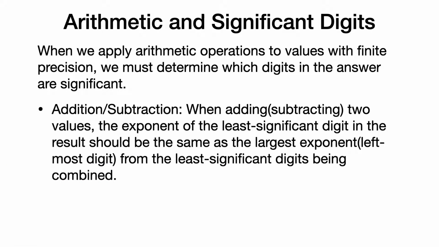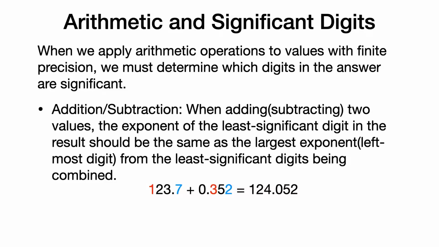Addition and subtraction has slightly different rules. It's a little bit more complicated here. When adding or subtracting two values, the exponent of the least significant digit in the result should be the same as the largest exponent, that is the leftmost digit, from the least significant digits being combined. Let's look at an example. 123.7 plus 0.352.